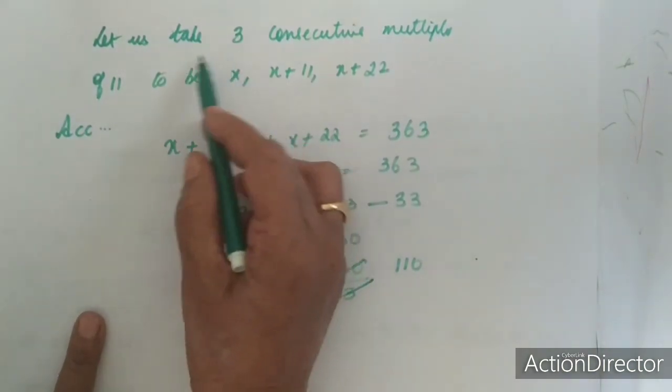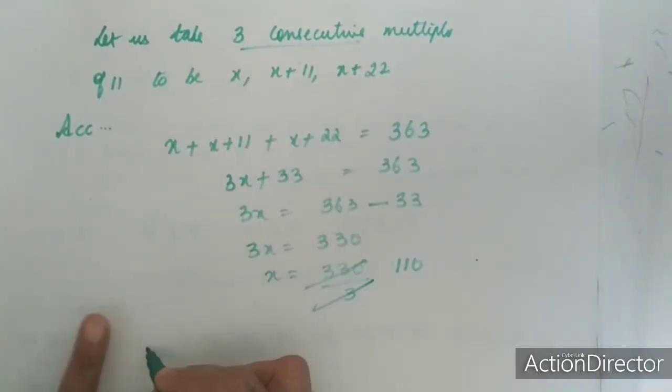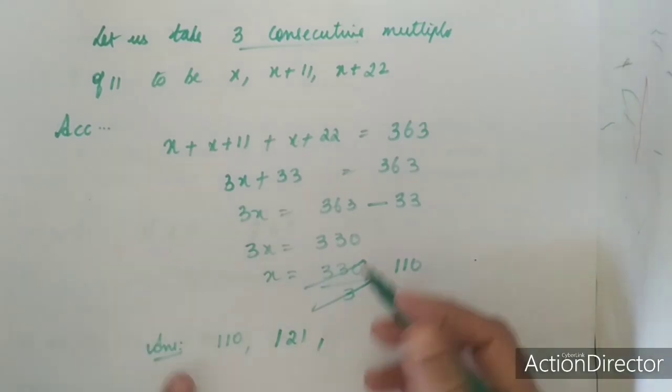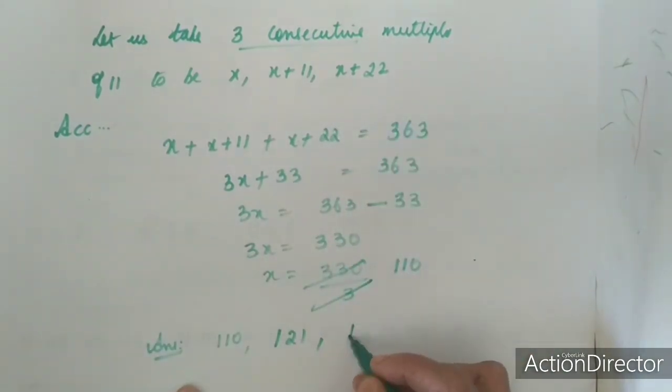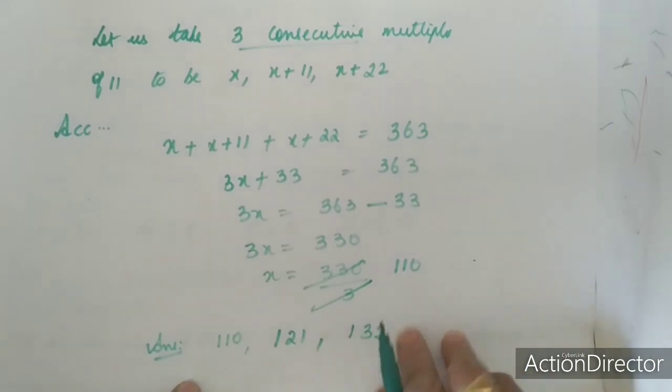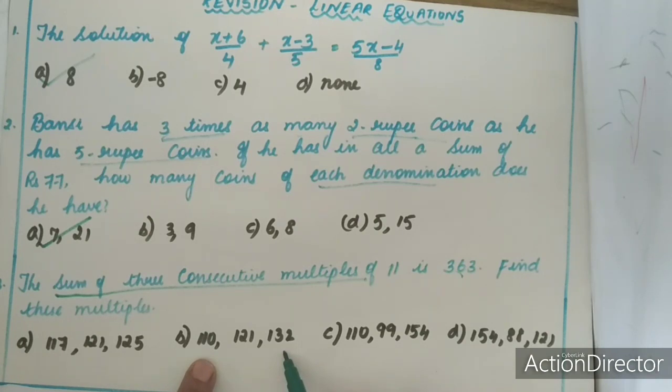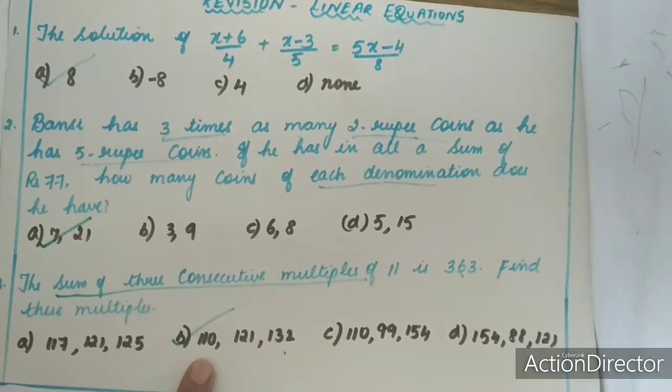So the 3 consecutive multiples are, let us write the answer. First one is 110, next one is 121, next one is 121 plus 11, which is 132. Let us see whether this option is there. Yes, 110, 121 and 132.